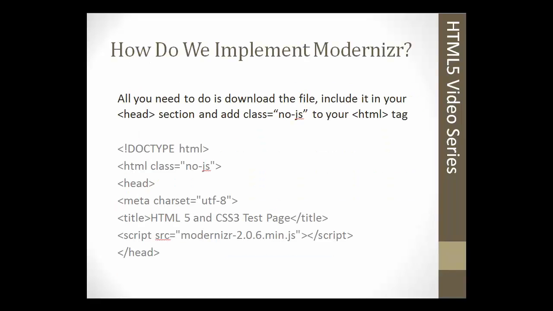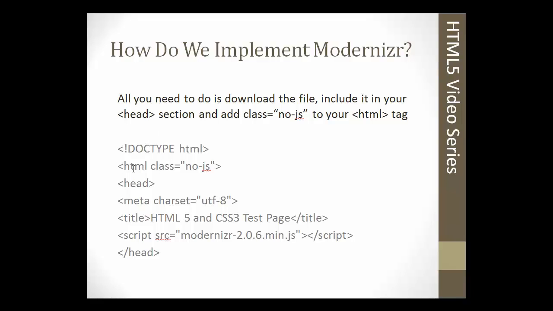So how do we implement Modernizr? If you go to the page and you see you have a development version, there's a production version, it can look kind of complicated, but it's really not at all. All you need to do is generate the file and download it and include it in your HTML, and this is how you would do that. You would do it in the head.